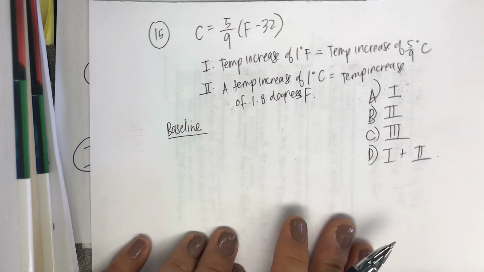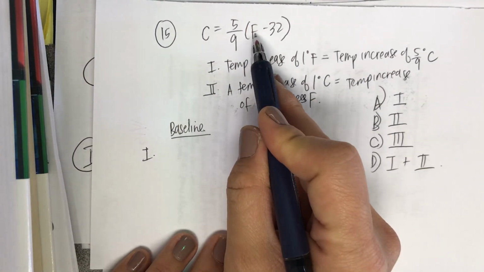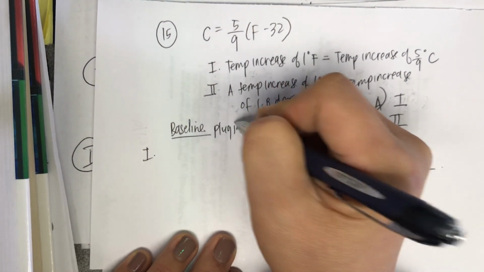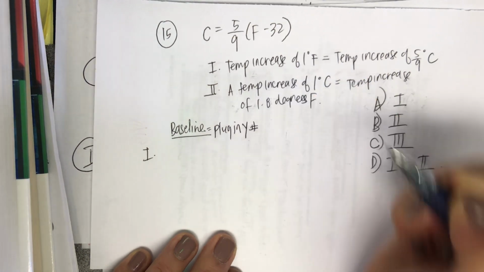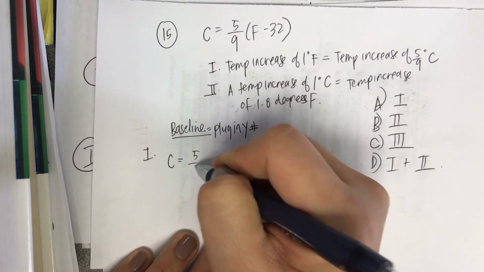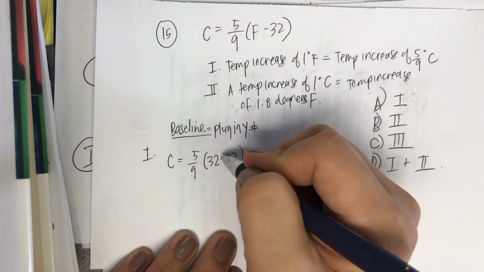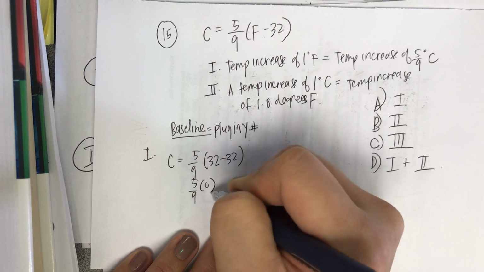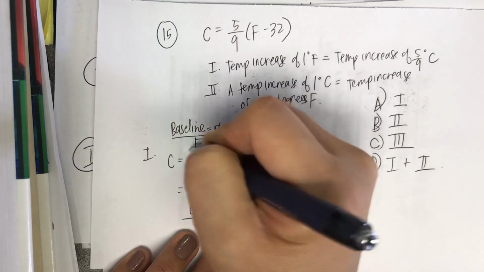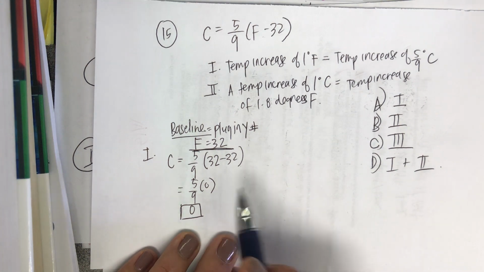So right now I'm going to have a baseline first for number 1. For 1, I'm going to use an easy number, like 32. Basically you want to plug in your own number. The reason I'm going to use 32 is because it cancels things out and makes it easy. If I put a 32 in for F minus 32, what does that equal? 0. 5/9 times 0 is always going to equal 0. So when the Fahrenheit is 32, the temperature is 0 in Celsius. That's my baseline.